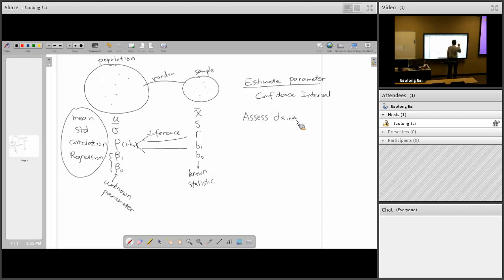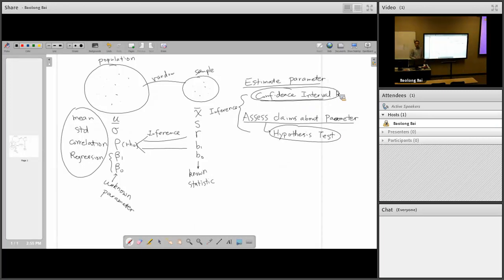So that will be the other type of inference: assess claims about the population parameter. How do I assess claims about the population parameter? That will be another inference procedure called hypothesis test. In general, we're going to have two different types of inference. One is confidence interval, the other is hypothesis test. Today we're going to start with a confidence interval. We use a short notation, CI, to represent confidence interval.